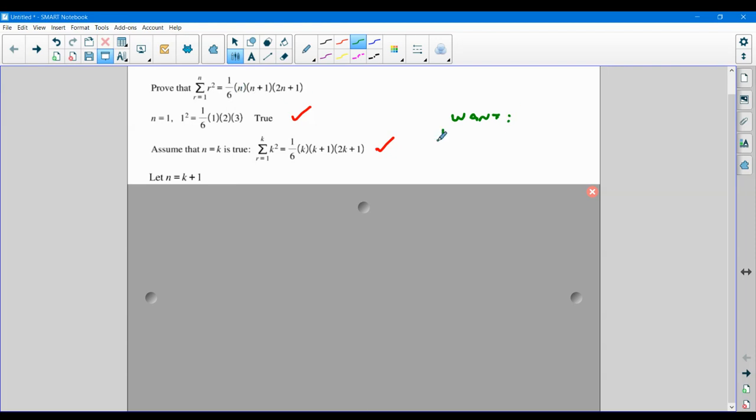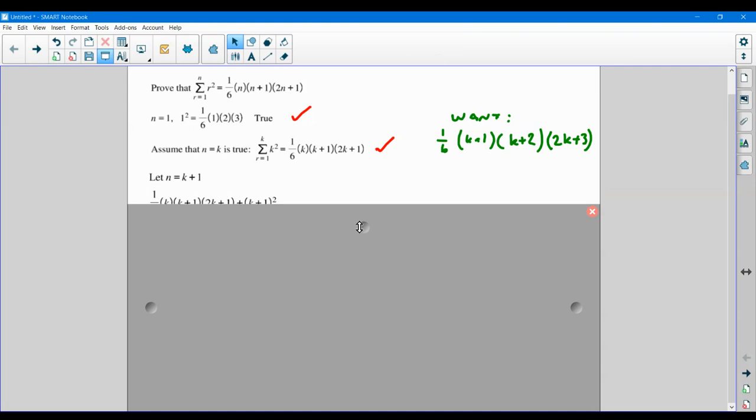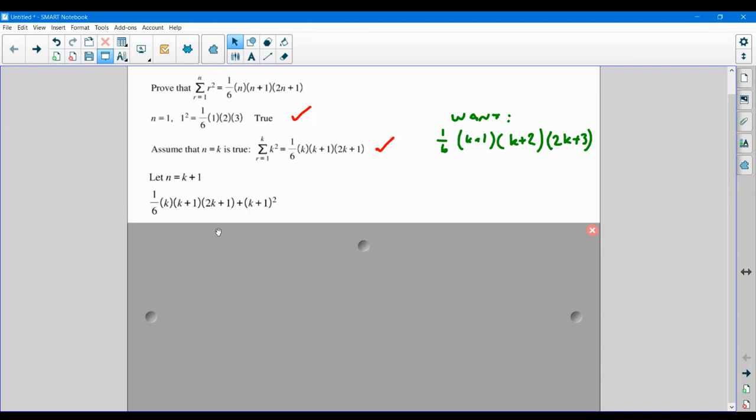I want to get the answer 1/6 k plus 1. Then if I put k plus 1 in here, it becomes k plus 2. And 2k plus 1, and then add another one, it's going to give me 2k plus 3. So what I want, and that's when I put the k plus 1 into there, you can just double check that. What I want to do is some process and end up with that point there. So this is going to be quite important.